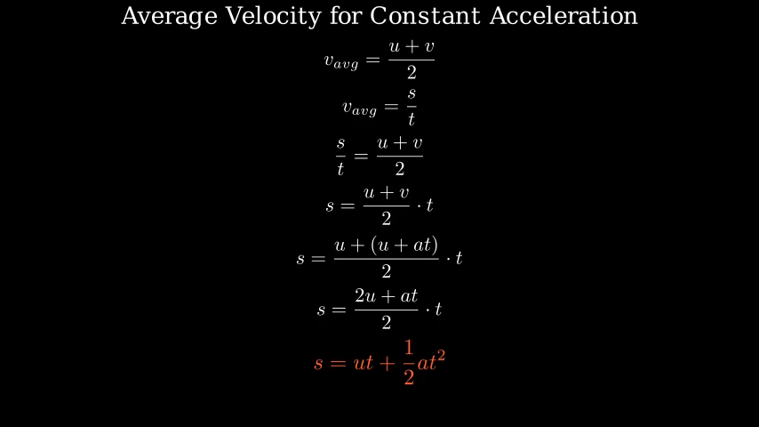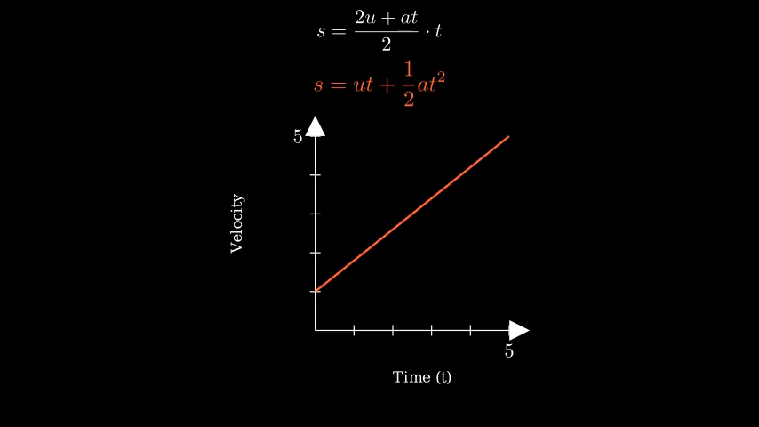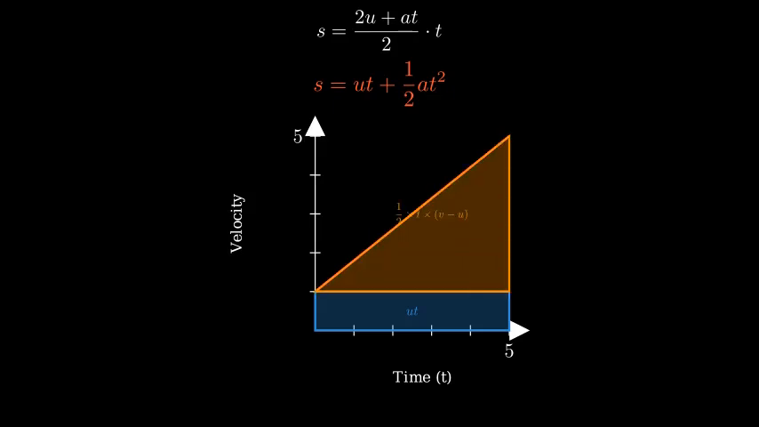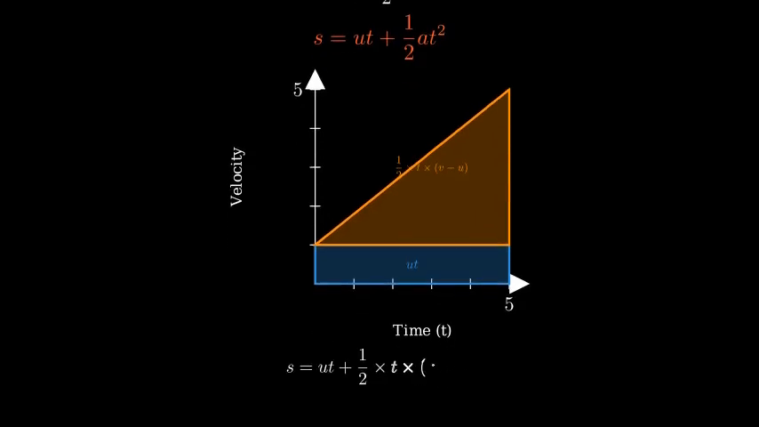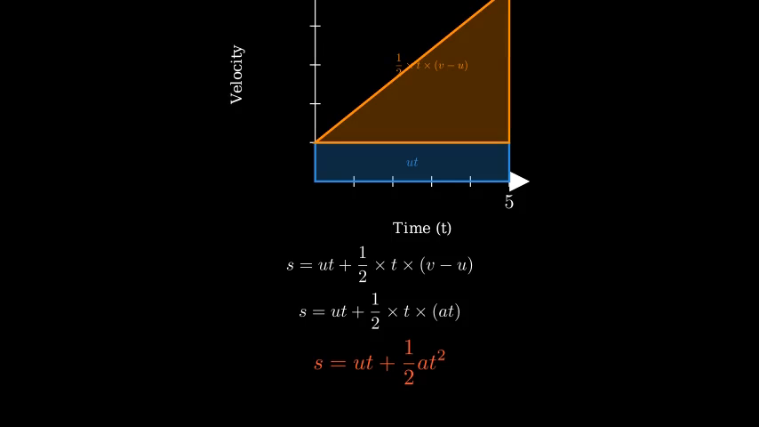Let's derive the second equation graphically as well. From our velocity-time graph, we know that displacement is equal to the area under the velocity-time curve. This area is made up of a rectangle with height u and width t, giving an area of u times t, plus a triangle with base t and height v minus u, giving an area of 1/2 times t times (v minus u). So the total area, which represents displacement s, equals u times t plus 1/2 times t times (v minus u). But we know that v minus u equals at from our first equation. Substituting, we get s equals ut plus 1/2 at squared, confirming our second equation.